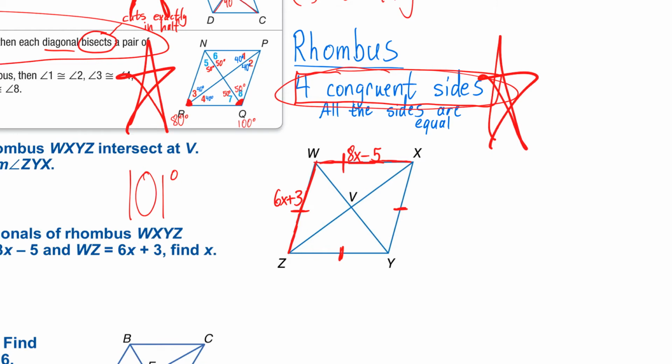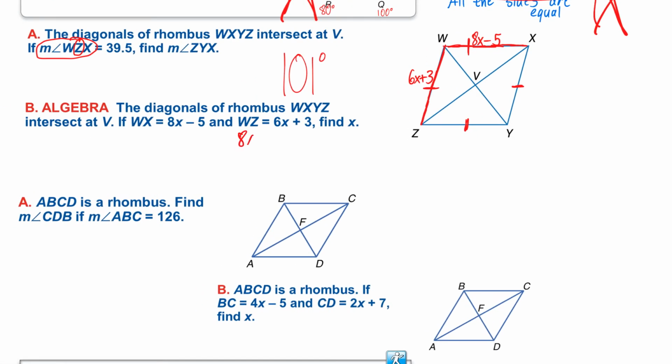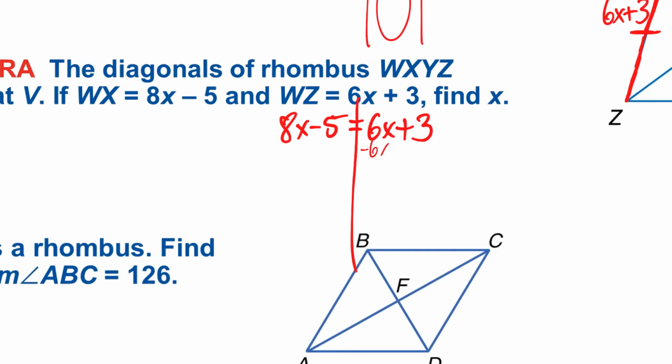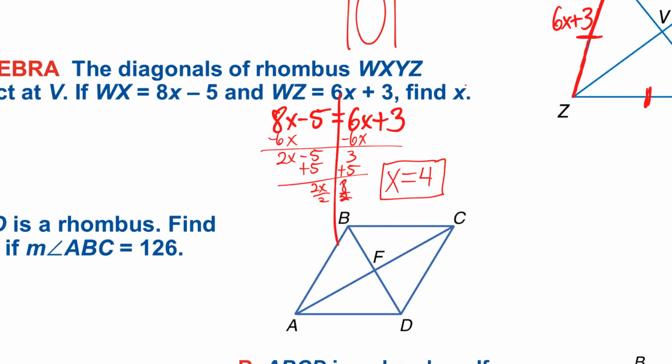So I'm just going to set those equal and find the value of x. I'm going to put 8x minus 5 equal to 6x plus 3, minus 6x. So we have 2x minus 5 equals 3. Add 5, 2x equals 8. So x equals 4. This one just says find x.